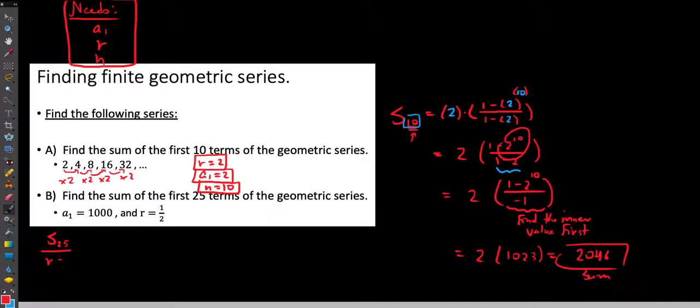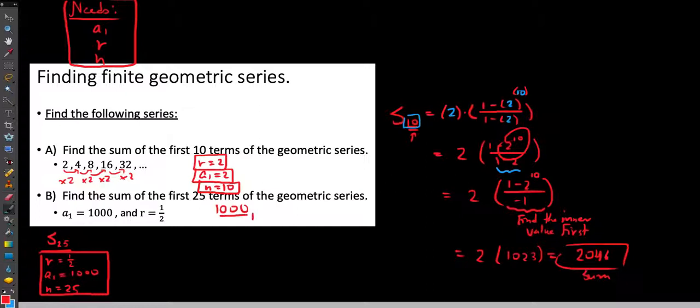We need R, which we've been furnished with here. We need the value of our first term, which we've actually been given as 1,000. And then we need our value of n, which in this case is 25. Now I'm really keen on setting this up here. But one thing that I want to make sure we do is make reasonable sense out of this. So maybe we write out the first few terms here.